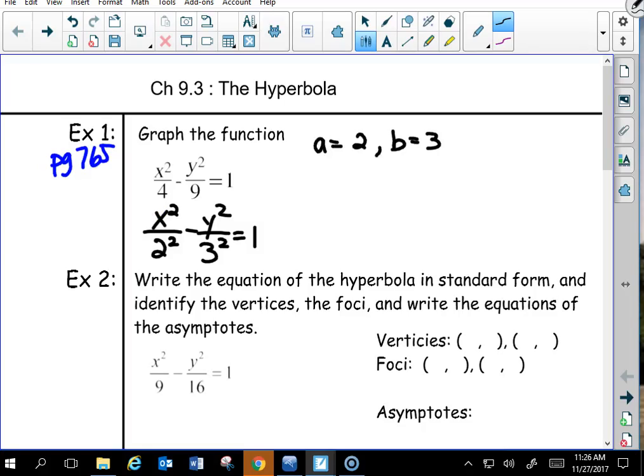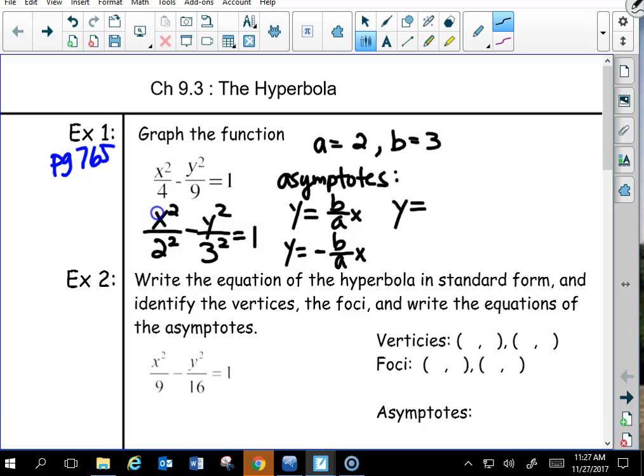And the way we graph these is we start at the origin, we start at the center of the hyperbola, and then we just graph a line, an asymptote line. And so if you look on page 765, the asymptote lines are y equals b over a x, and also y equals negative b over a x. We really only graph the positive when we're graphing our hyperbolas. So for this hyperbola, the asymptote line is going to be 3 over 2 x, and the negative asymptote is going to be negative 3 over 2 x.